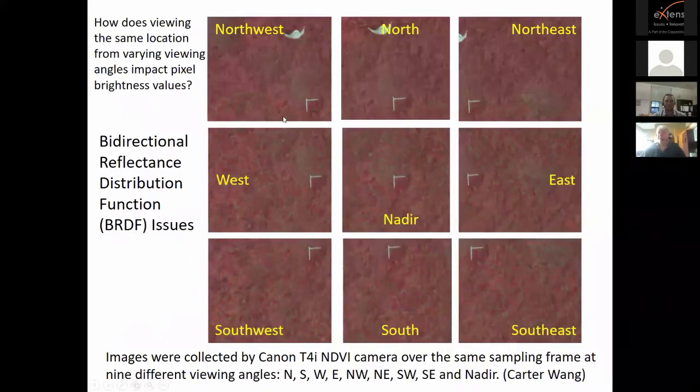Now, to show you one of the issues that you'll need to deal with, it's called the bidirectional reflectance distribution function. If you just use the individual images, then the angle at which you viewed the study plot on the ground will affect the brightness values you get from the imagery. So here is a piece of PVC pipe that's 1/2 meter by 1/2 meter, so it's a 1/4 square meter. And it's the same plot 9 times, viewing it from 9 different viewing angles. And then I went in and collected the data within that plot 9 times and plotted it.